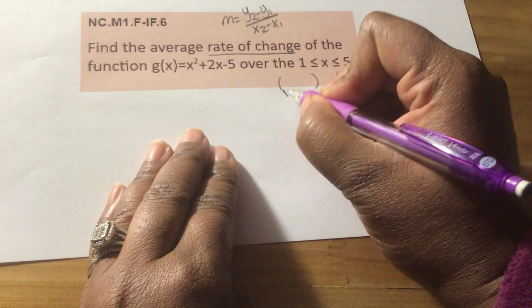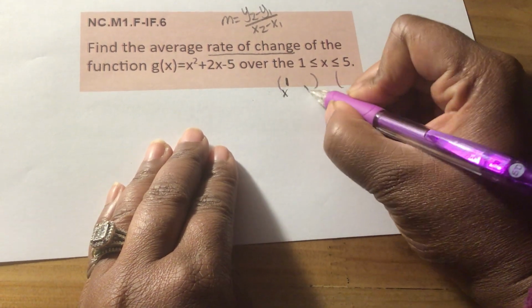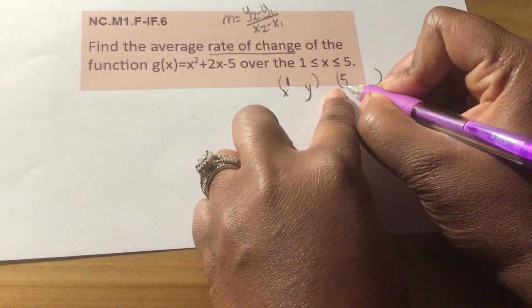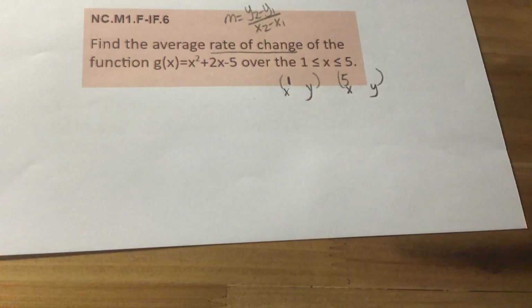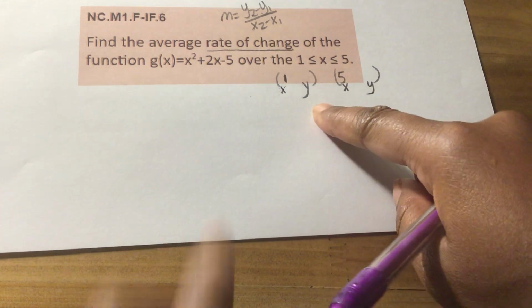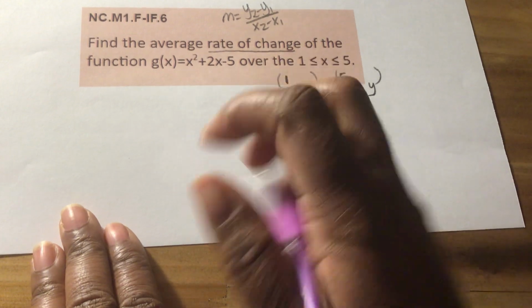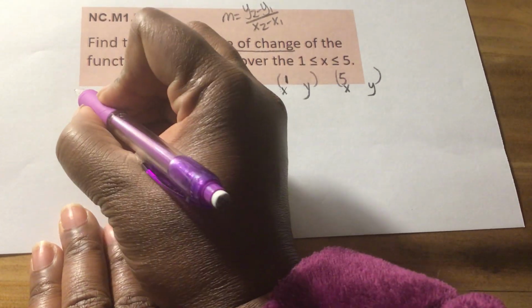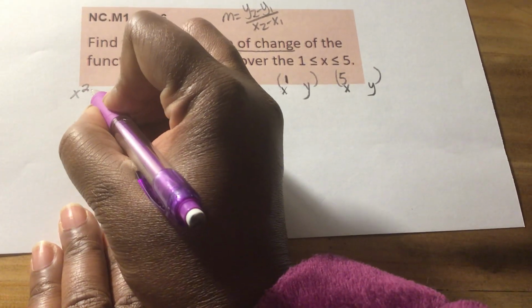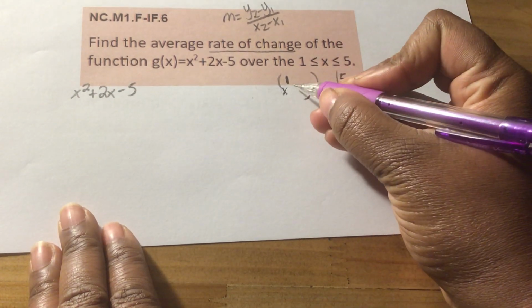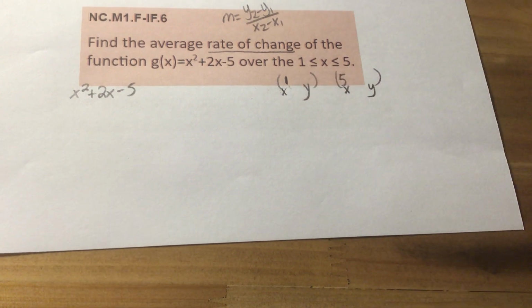We know that this x value is 1. We don't know what the y is. And we know that the other x value is 5, and we don't know what the y is. So that's what we need to find. We need to find the y for both of those ordered pairs using this function here. So let's substitute the first one. Over here we have x squared plus 2x minus 5, and we're going to substitute 1 to figure out what y is.